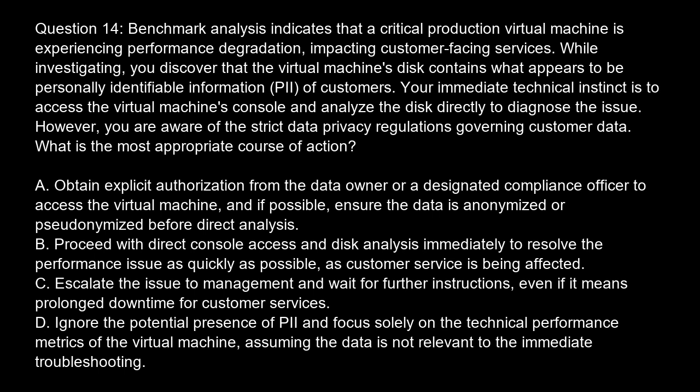Option A. Obtain explicit authorization from the data owner or a designated compliance officer to access the virtual machine, and if possible, ensure the data is anonymized or pseudonymized before direct analysis. Option B. Proceed with direct console access and disk analysis immediately to resolve the performance issue as quickly as possible, as customer service is being affected. Option C. Escalate the issue to management and wait for further instructions, even if it means prolonged downtime for customer services. Option D. Ignore the potential presence of PII and focus solely on the technical performance metrics of the virtual machine, assuming the data is not relevant to the immediate troubleshooting.